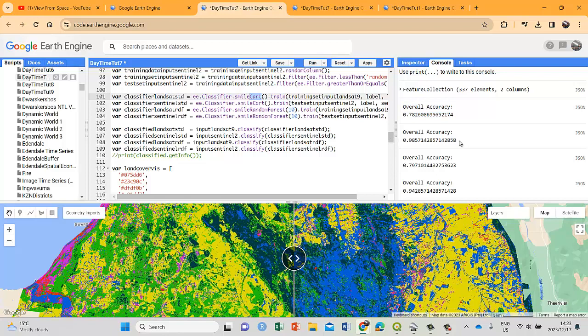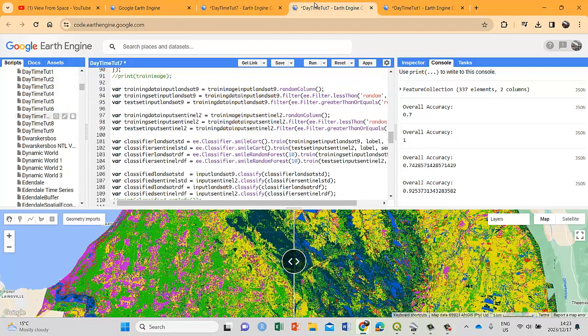Okay, let's look at the next one, which is the Sentinel using the card. That one there is a Sentinel image using the standard classifier. It gives you 98% for summer and 100% for winter. Interesting. Okay, so again, Sentinel is better in the winter. LandSat is better in the summer.